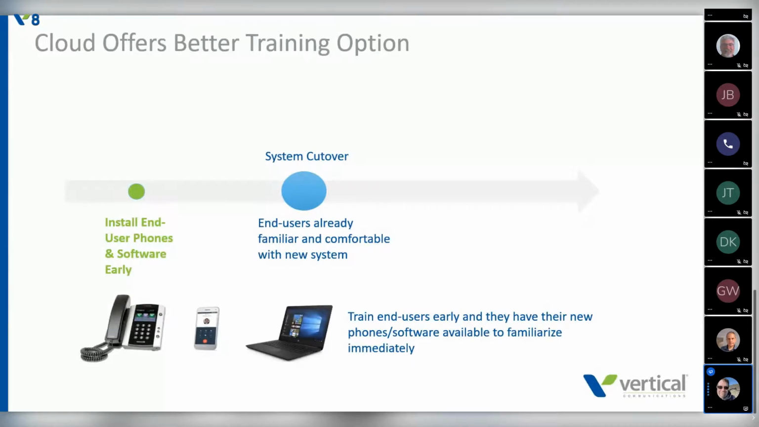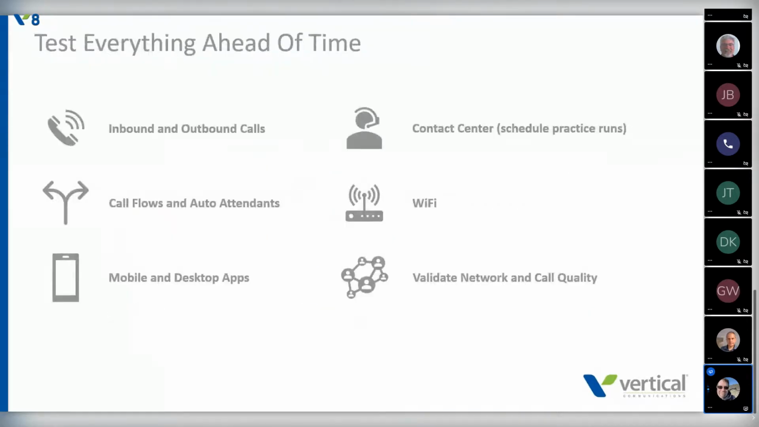The other value of taking this approach is that you can then test everything ahead of time. You can make inbound and outbound calls and make sure they work using temporary numbers. You can check the call flows and make sure that calls are going to the right place, that if you have messages, you can hear what they are and press 1 and press 2 when they all go the right thing. You can test all that out. You can certify that the mobile and desktop apps work. If you have a contact center, you can do test runs where your agents can make sure they understand what they're doing. And you can check to make sure that that Wi-Fi, which I talked about being a problem, actually works. You can validate your entire network and call quality, and everything all works.